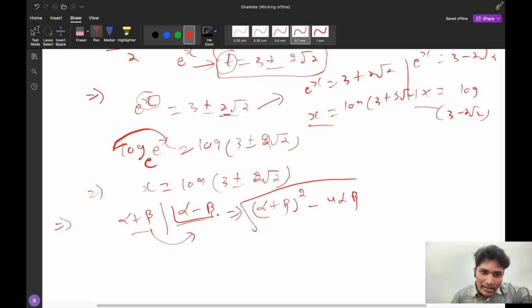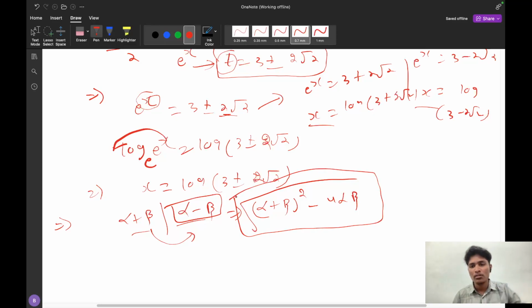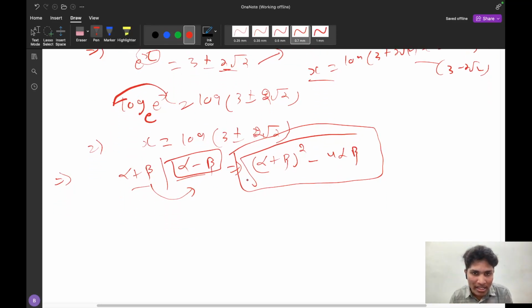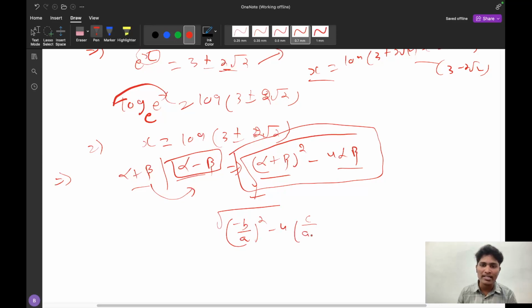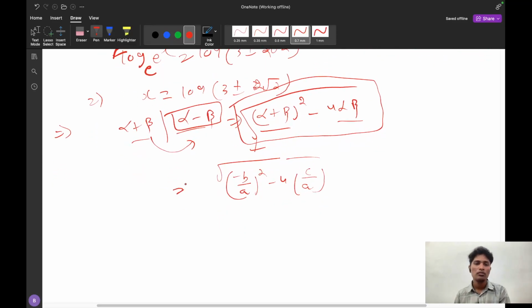These two, this thing is equal to this thing. You can verify it. And we already know what these values are. So simply root of, what is alpha plus beta? It is minus b by a whole square. Minus 4 into, what is alpha beta? It is c by a. So root of minus b by a whole square is b square divided by a square, minus 4c divided by a.